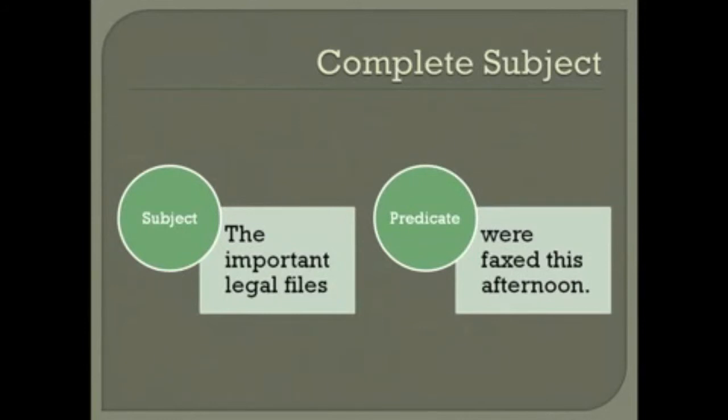The complete subject is the noun or pronoun with all of its modifiers. Take a look at this sentence. The important legal files were faxed this afternoon. As mentioned, the subject is what the sentence is about. In this case, the sentence is about the files. In this particular instance, files has three modifying adjectives: the, important, and legal. These modifiers join with the subject to form the complete subject. As a tip, I find it's often easiest to find the verb first, which in this case is were faxed, and then find the subject of that particular verb.